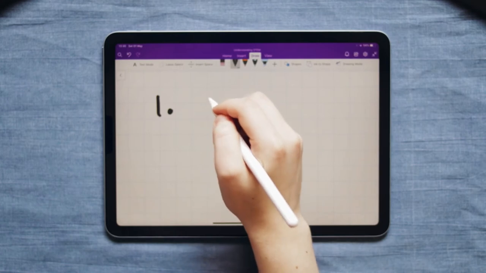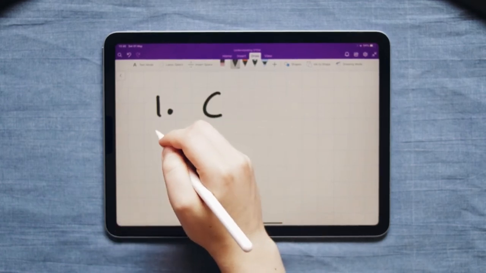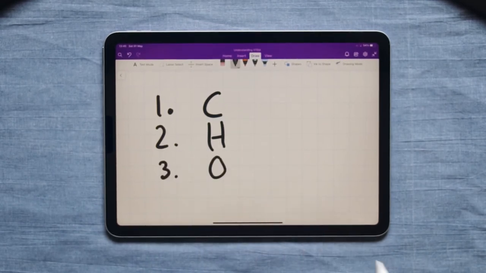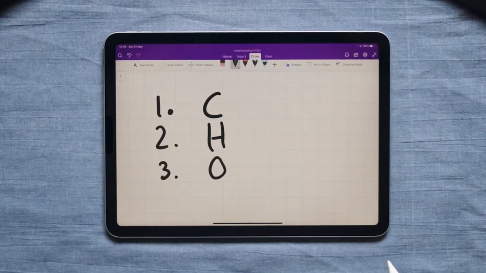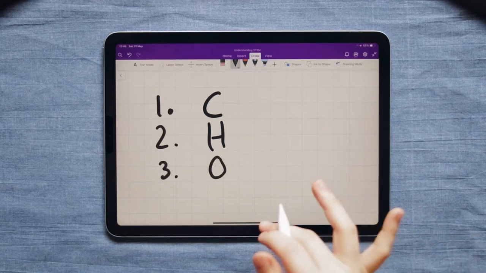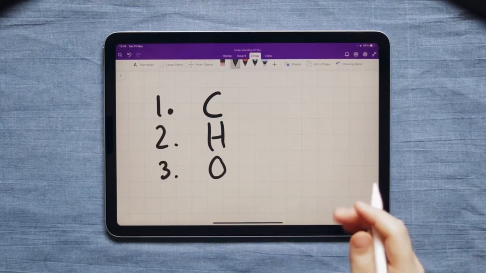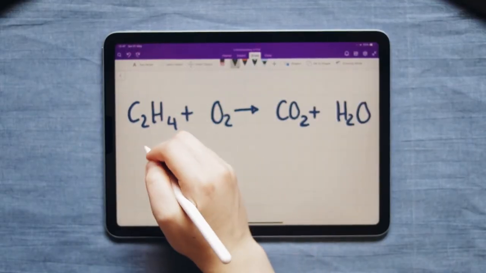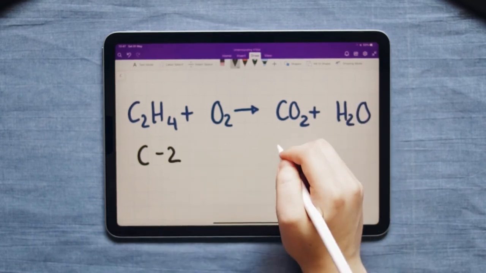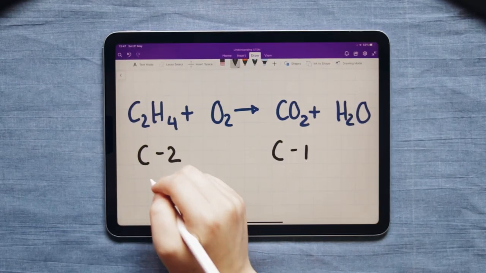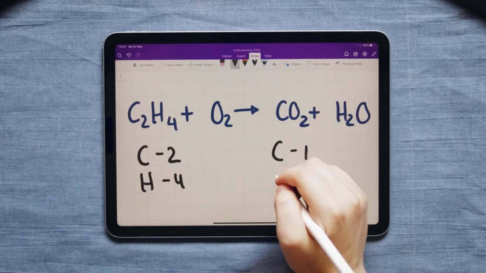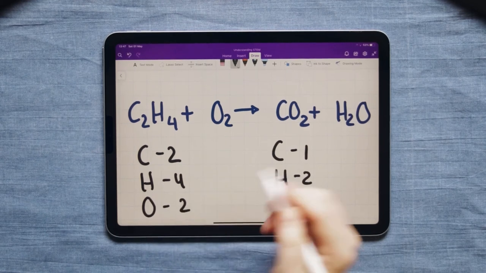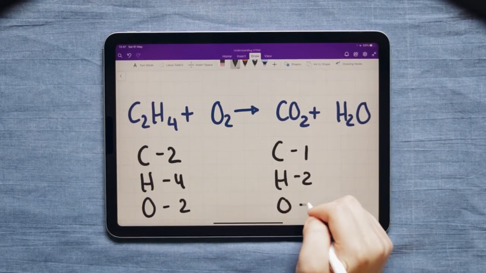First, we balance carbon. Then, we balance hydrogen. And then we balance oxygen. By doing it this way, we ensure that we're not putting in values, but then having to change them later. Let's try balancing ethene. Currently, there's two carbons this side, one carbon this side, four hydrogens this side, two hydrogens this side, two oxygens this side, three oxygens this side.